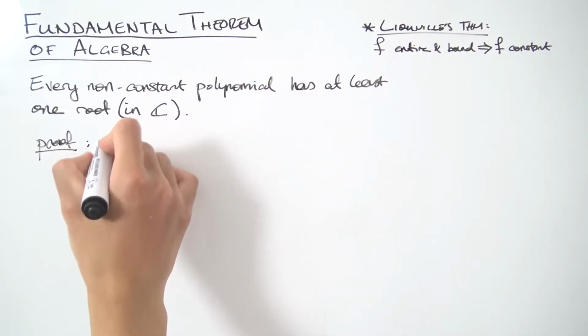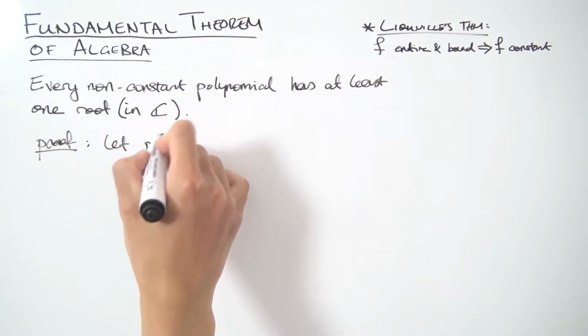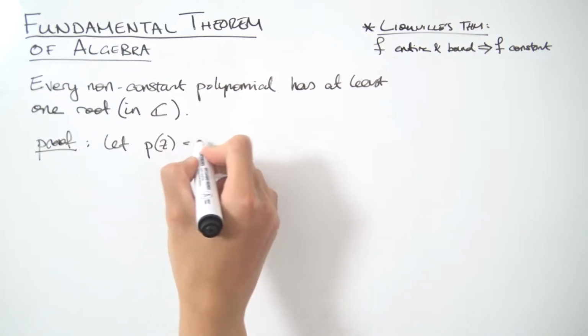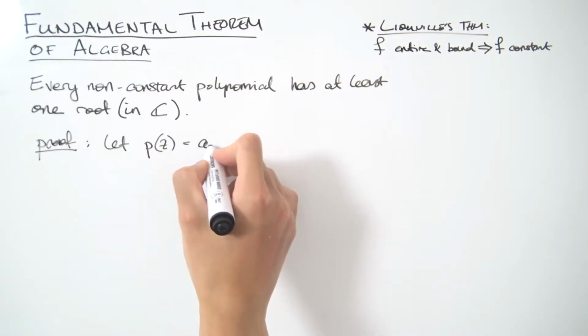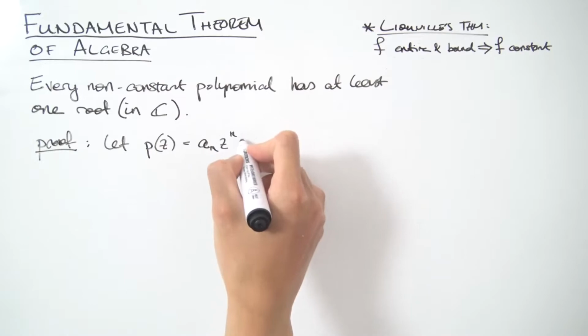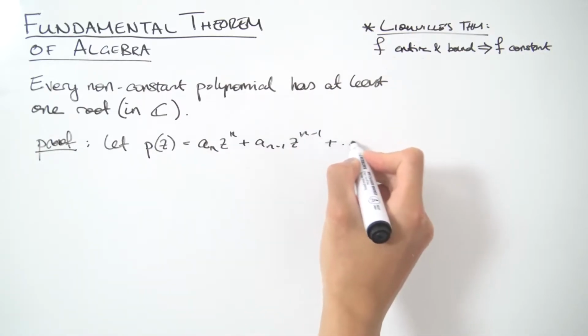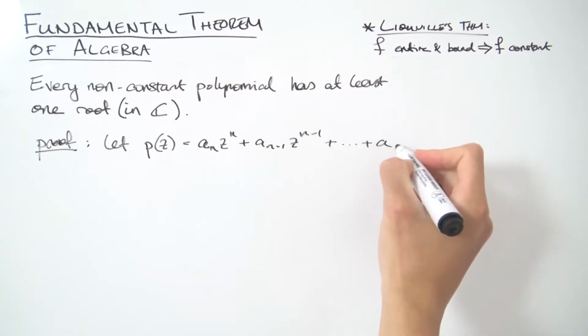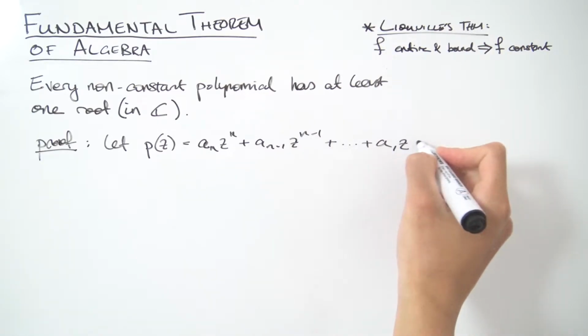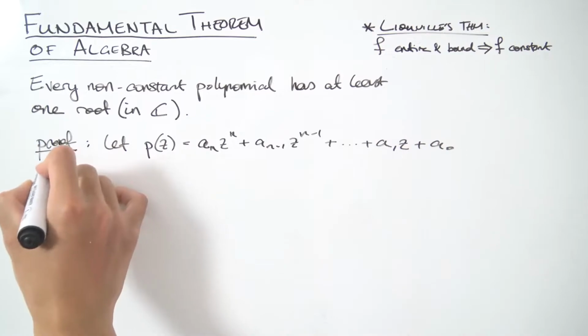Well, first of all, let's take some complex polynomial, let's call it p of z. What does p of z look like? It looks like a_n z^n plus a_{n-1} z^{n-1} plus ... all the way down to the lower order terms, so we have a_1 z plus a_0.